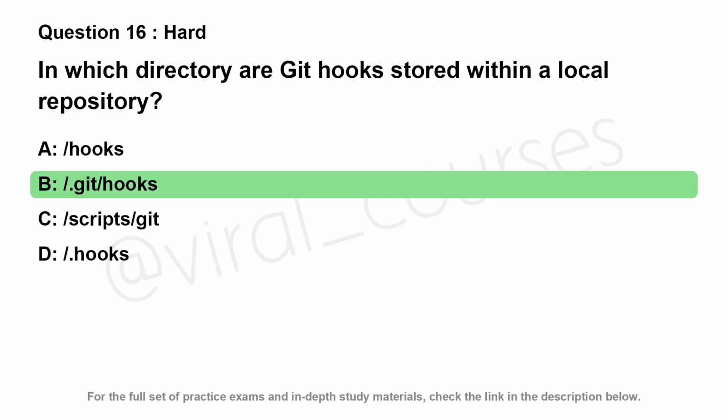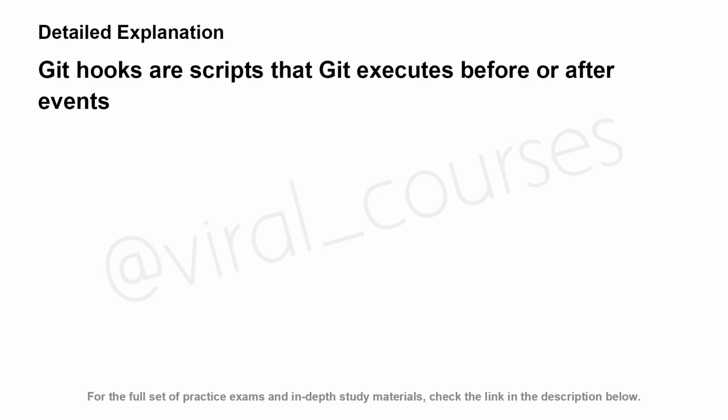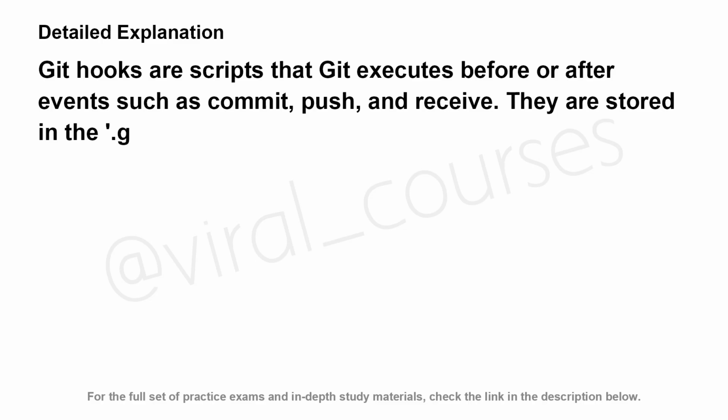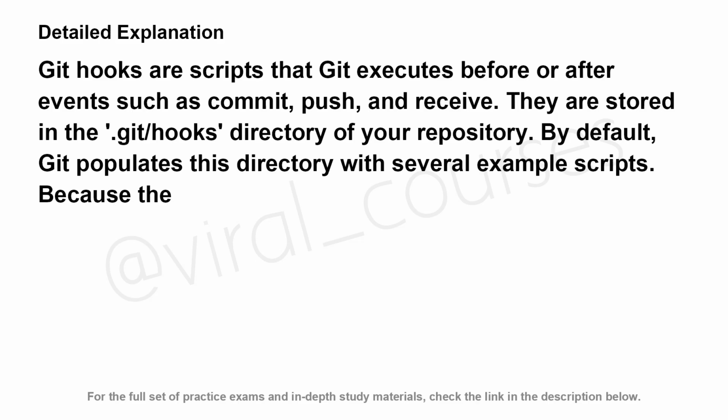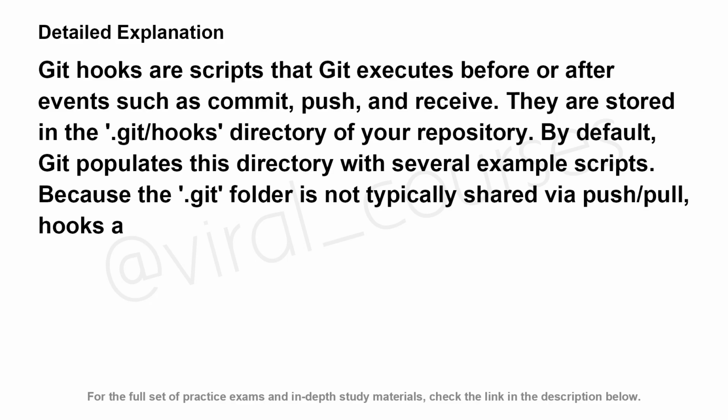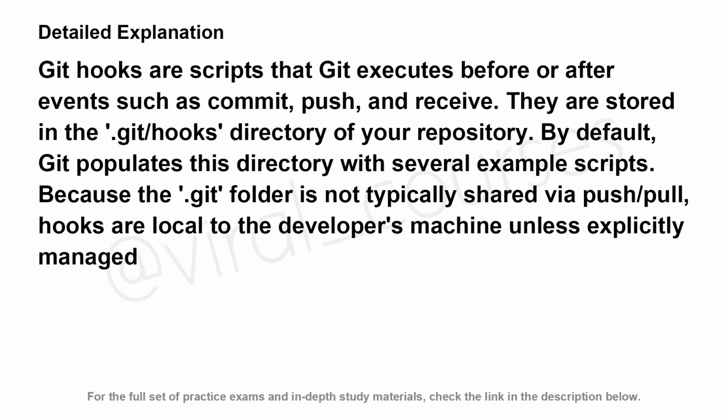The correct answer is B. Git hooks are scripts that Git executes before or after events such as commit, push, and receive. They are stored in the .git/hooks directory of your repository. By default, Git populates this directory with several example scripts. Because the .git folder is not typically shared via push-pull, hooks are local to the developer's machine unless explicitly managed by a tool like Husky.